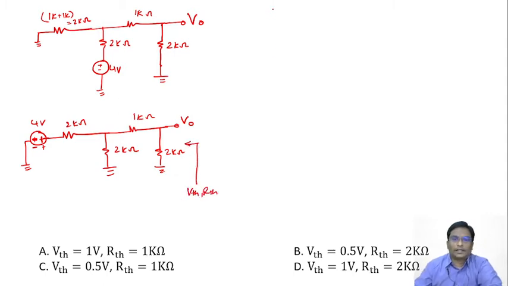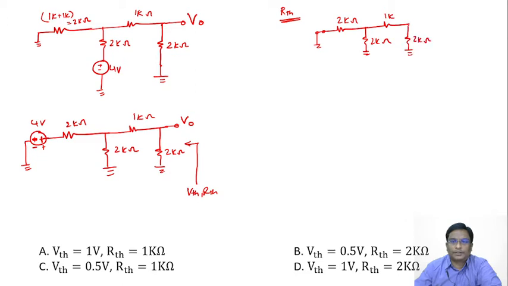If you want to calculate RTH here, deactivate the independent sources. Connect that source to ground. Then this 4 volt ideal voltage source is replaced by a short. This is 2K, this is 2K, this is 1K, and this is 2K. Then tell me what is RTH seen here. These two resistors are parallel, 2K parallel 2K. This is 1 kilo ohm. This is 1 kilo ohm.